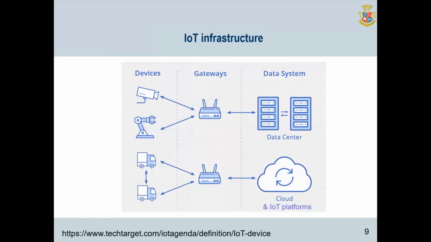IoT infrastructure combines three levels. They are devices, gateways, and data system. Almost any physical object can be transformed into an IoT device if it can be connected to the Internet to control and transmit information. Gateways are capable of collecting data from devices and then sending it to the cloud or data center. Data system is based on a large number of servers.